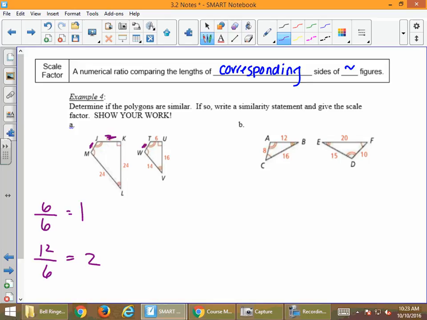Can we stop right here? Do we have to do any more work? Why? Why are these figures not similar? Why can we stop? Not similar. You didn't get the same fraction.